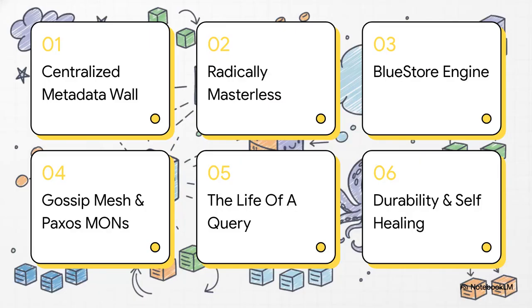Here is our roadmap for the explainer. We'll hit the centralized metadata wall first, then look at Ceph's masterless paradigm. After that, we'll cover the BlueStore engine, the gossip mesh, the life of a query, and finally wrap up with durability and self-healing. Let's get into it.